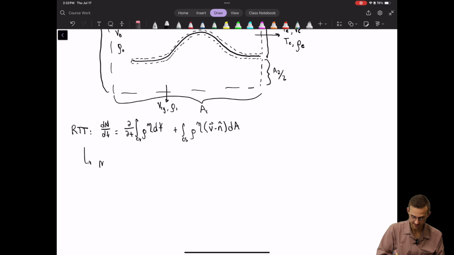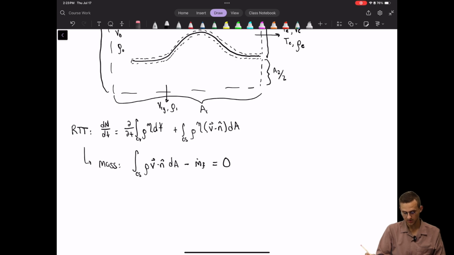If we apply this to mass, in this case, you have the mass, this integral here, rho v dot n hat dA. This is just the general integral. The time derivative term went away. And then we also have a mass flow rate entering the system, so we subtract that on the left-hand side. And we know that overall that's going to be equal to 0. Okay?